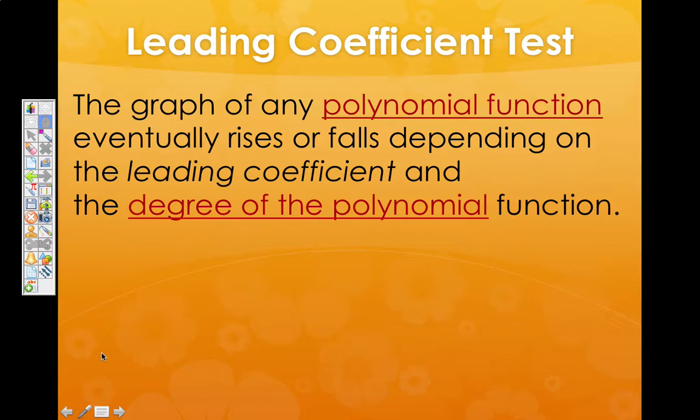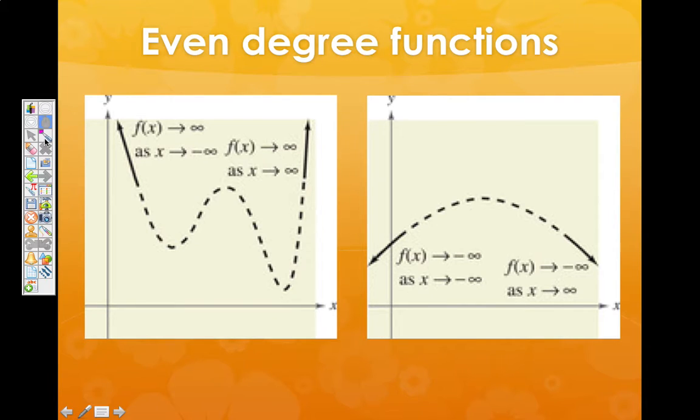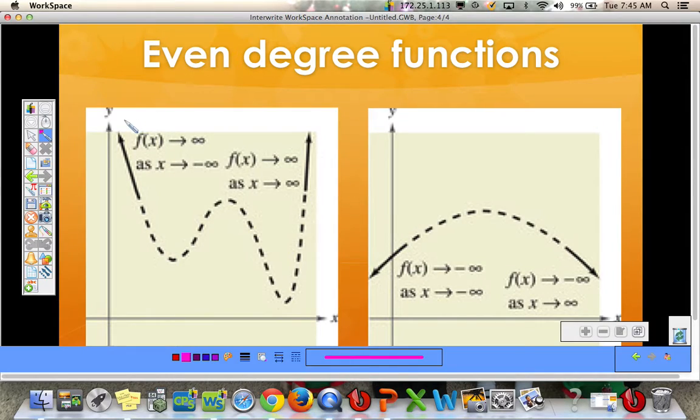There's something called the leading coefficient test. The graph of any polynomial function eventually rises or falls depending on the leading coefficient and the degree of the polynomial function. Okay, so here's what it means. This is an even function. You can tell by the end behavior. This is f of x, which is y. This is saying as you go to the left, y goes up. As you go to the right, y goes up. So if it's an even function, the end behavior is the same.